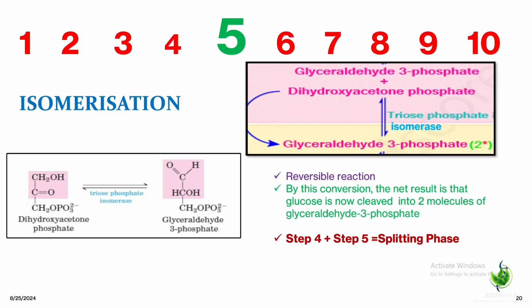Step 5 is an isomerization reaction catalyzed by the enzyme triose phosphate isomerase. The net result of this reaction is that now glucose is cleaved into two molecules of glyceraldehyde 3-phosphate. Step 4 and Step 5 together are called the splitting phase.